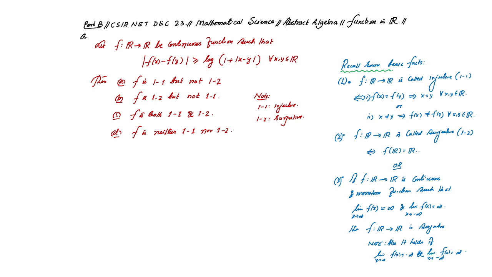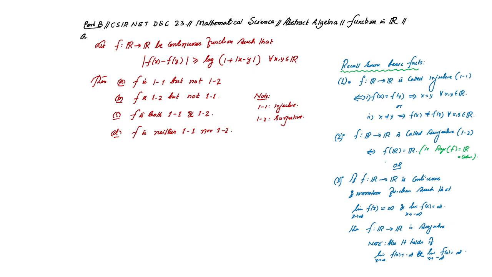So, what are the basic facts? The first fact is when f is called injective. A function from R to R is called injective if and only if f(x) equals f(y) implies x equals y for all x, y belongs to R. Or you can show x not equal to y implies f(x) not equal to f(y) for all x, y belongs to R. So this is for injectiveness. And we call the function f surjective if f(R) equals R, that means the range of f is exactly the codomain. This also tells us the function is surjective.